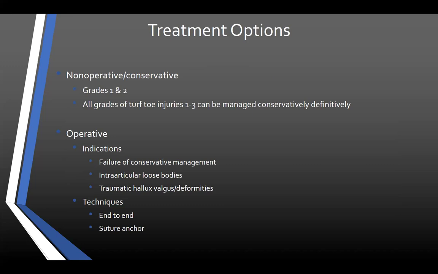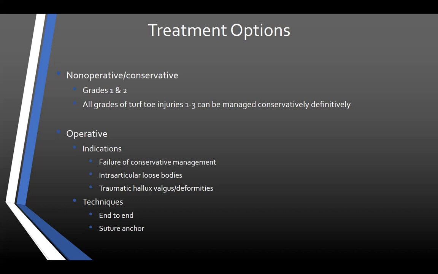As with most things in orthopedics, we have our conservative or non-operative management and our operative options. Non-operative treatment is, for the most part, the go-to choice for grade 1 and 2 injuries. We'll go through the literature and look more in depth at it, but really any grade of turf toe, 1 through 3, could be managed definitively with conservative management, depending on what the situation calls for.